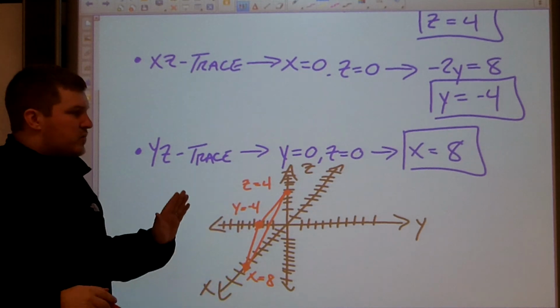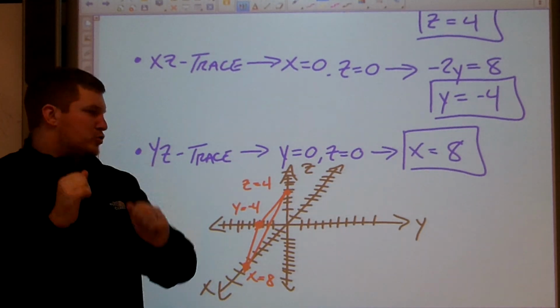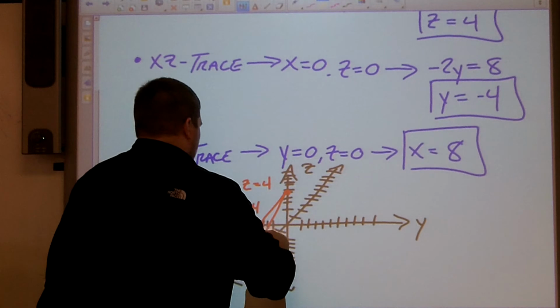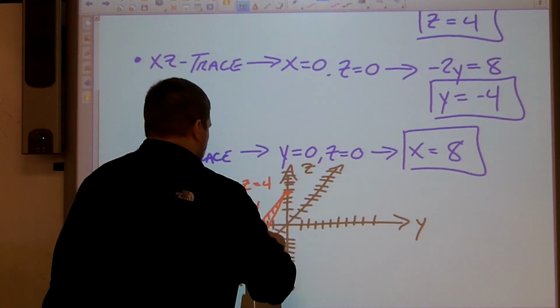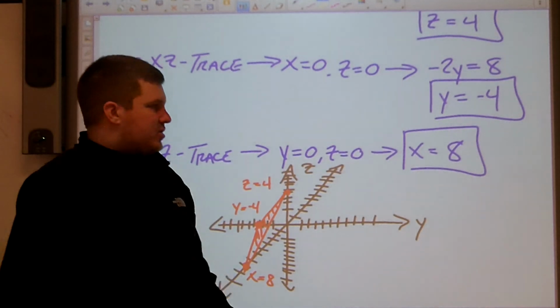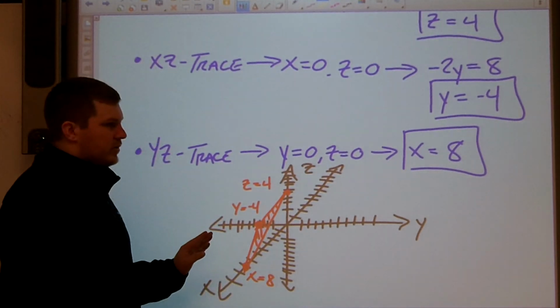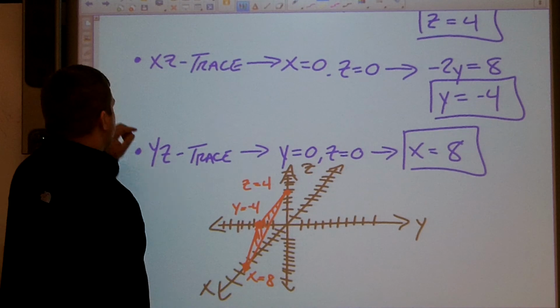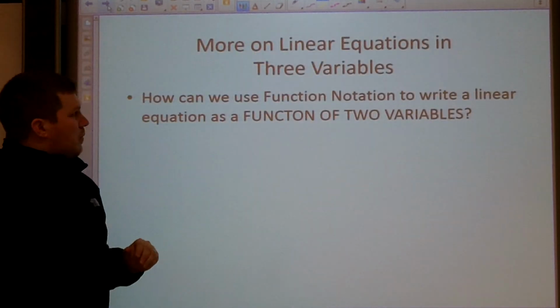This plane is kind of like looking at a sheet of paper straight on edgewise. So, but that's the plane. Okay, that's our sheet of paper, 3-dimensional. Hopefully this is making sense to you. It's not that bad once you get the idea of what to do. It just takes a little bit of work. That's okay. All right, more on linear equations.